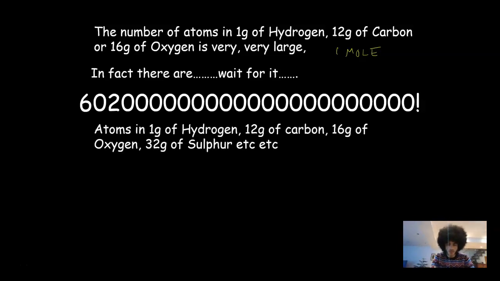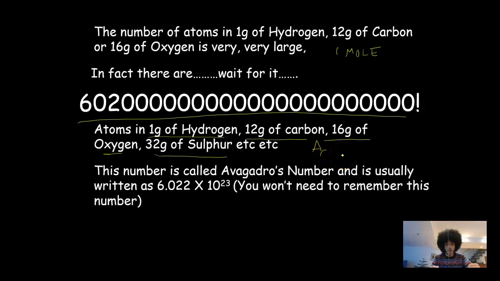Therefore, we approximate it. Therefore, you have this many atoms in 1 gram of hydrogen, 12 grams of carbon, 16 grams of oxygen, 32 grams of sulfur, and so on, anything which is equal basically to the AR. Now, that number is called Avogadro's number, and it's usually written as 6.022 times 10 to the 23.